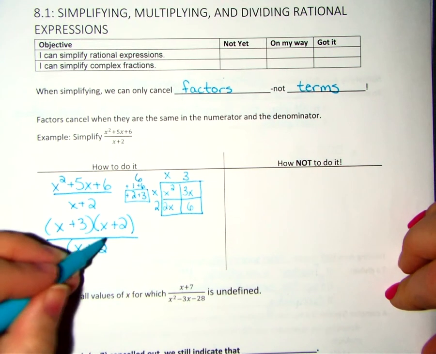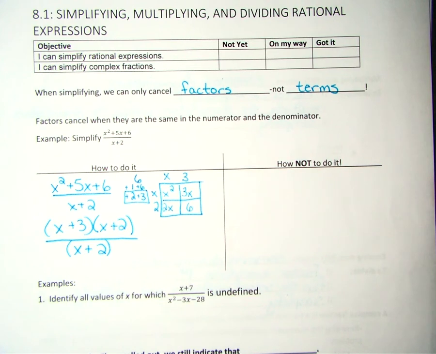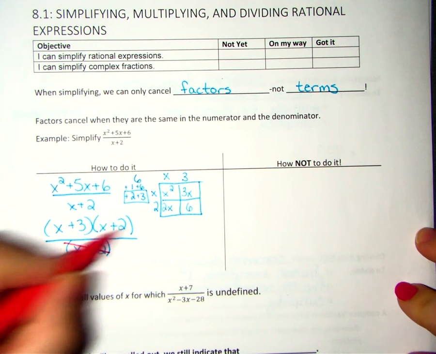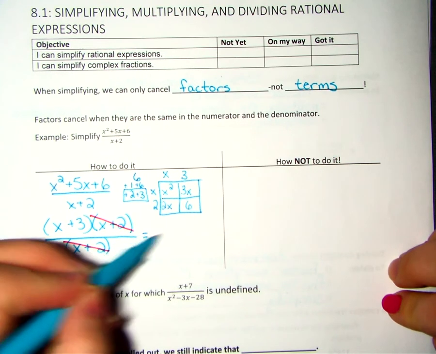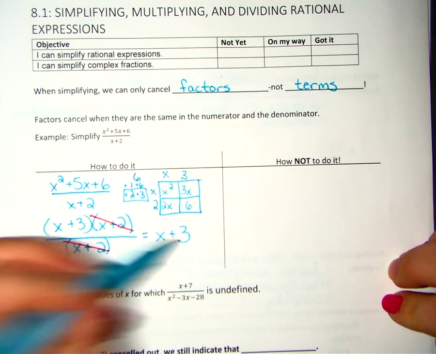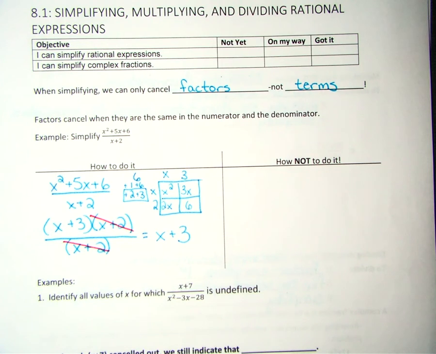Now, I suggest to you that you put all of your factors in parentheses, at least in the beginning, just to remind you that only things that are inside a set of parentheses are factors that can be canceled. So when I'm looking for something to cancel, it has to be identical factors on top and the bottom. x plus 2 is a factor on the top, and x plus 2 is a factor on the bottom. Therefore, both of those can cancel. Now what's left is just x plus 3. So if I were to simplify this rational expression, the answer would just be x plus 3.